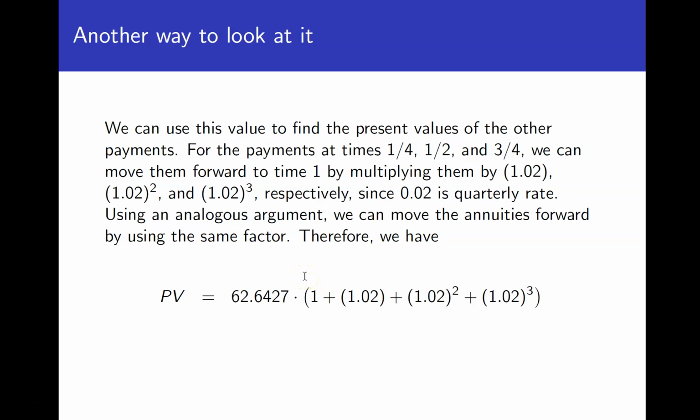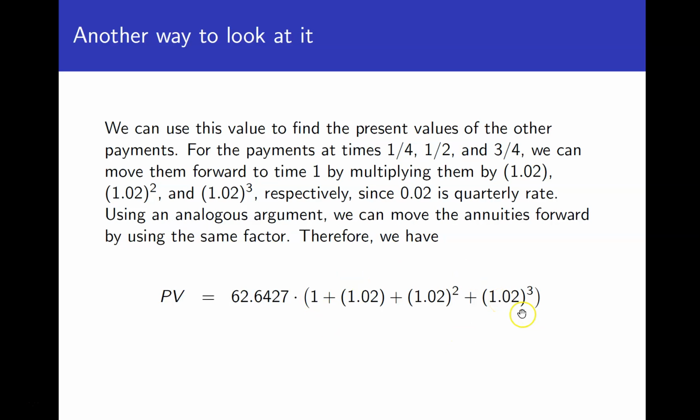So really, we had that one decreasing annuity, the 62.64, that started at time 1. So that was that decreasing annuity immediate. Multiplying the one that starts at time 3/4 by 1.02 moves that whole annuity to time 1, and we would have that same present value. This one would move the one at time 1/2 to time 1. This one would move the one that's at time 1/4 to time 1.